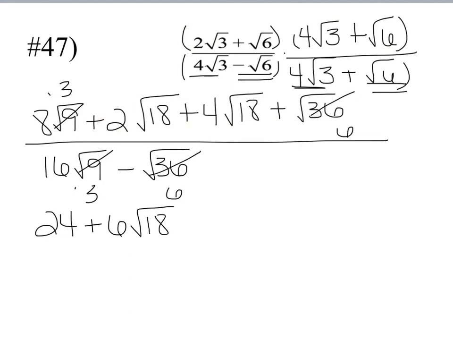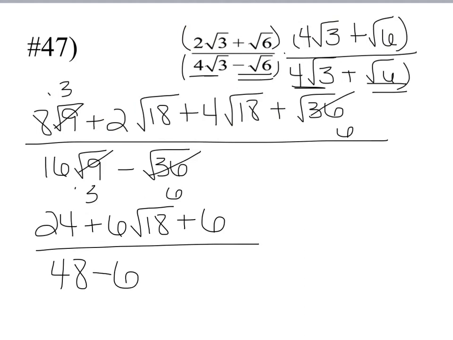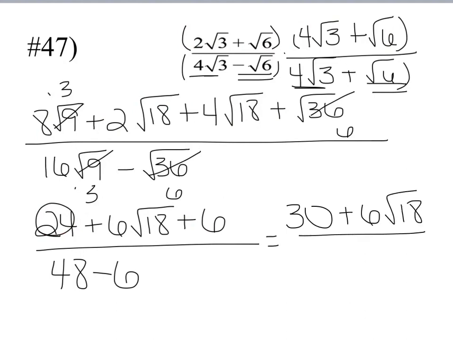Square root of 18 plus 6 all over 16 times 3 is 48 minus 6. Okay, if I clean this up, 24 plus 6 is 30 plus 6 square root of 18 all over 48 minus 6 is 42.